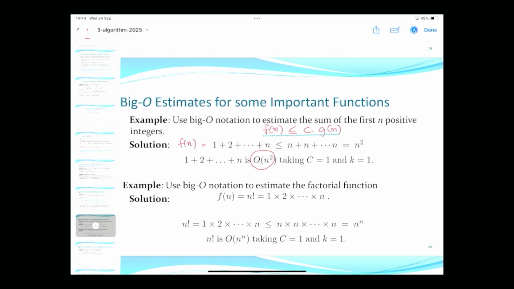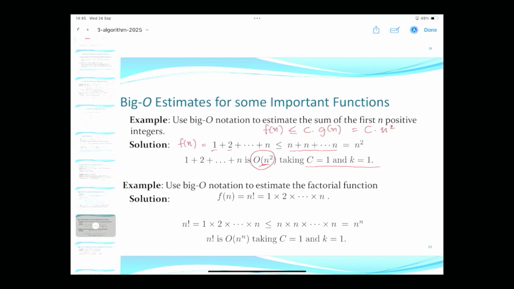See that the largest term would be n, right? So we simplify the smaller terms, which are less than or equal to n, so that we would have something like this. Simplify, so this is equal to n squared. That means this is the big O, the simplification of the function here. And these are the witnesses C and k.